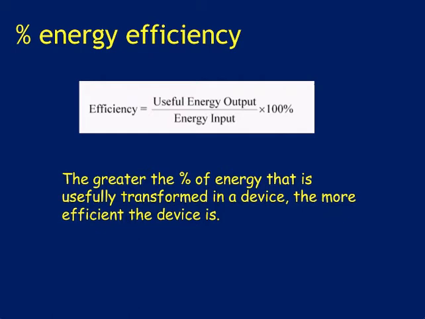Efficiency is the useful energy output over the energy input, multiplied by 100 to give a percentage. So the greater the percentage of energy that is usefully transformed, the more efficient it is. We go back to our little Sankey diagram and say, if this is very big up here compared to this, then we know this is going to be a really efficient device. So make sure you have the definition, and more importantly, be able to use it when we come to it.